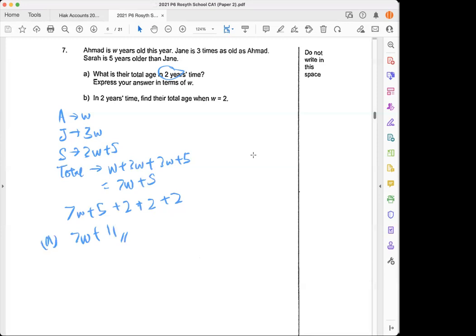Okay, let's look at B. In 2 years' time, find their total age when W is 2. Very easy. I will just replace W with 2. 7W means 7 times 2, plus 11. Your answer is 14 plus 11, and then you get 25. Okay, that's the answer for B. Let's continue with question number 8.